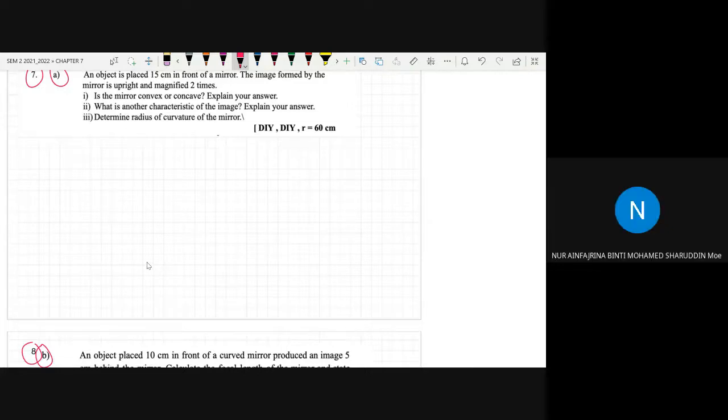Boleh kids? Boleh, Miss. Ada emas dalam mulut kelas ni. Cannot open the mouth.